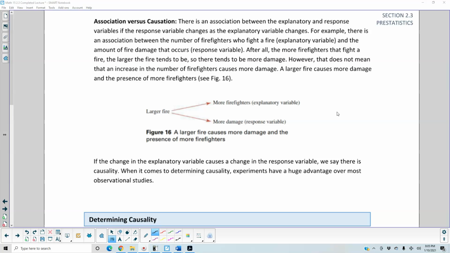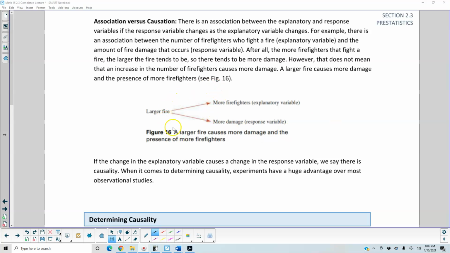After all, the more firefighters that fight a fire, the larger the fire tends to be, so there tends to be more damage. However, that does not mean that an increase in the number of firefighters causes more damage. A larger fire causes more damage in the presence of more firefighters.